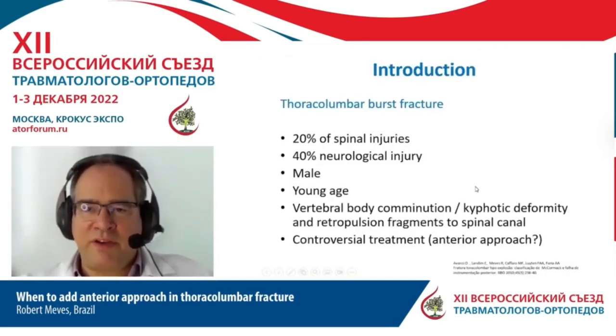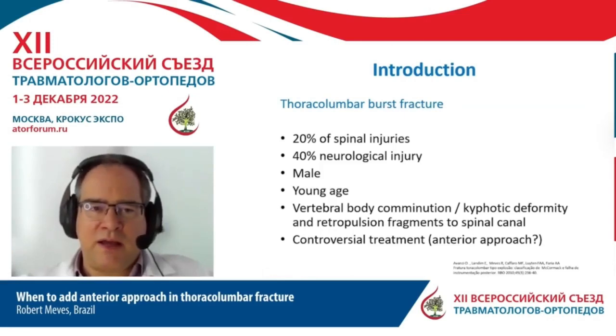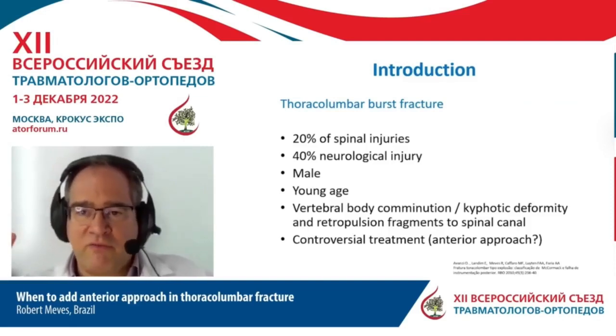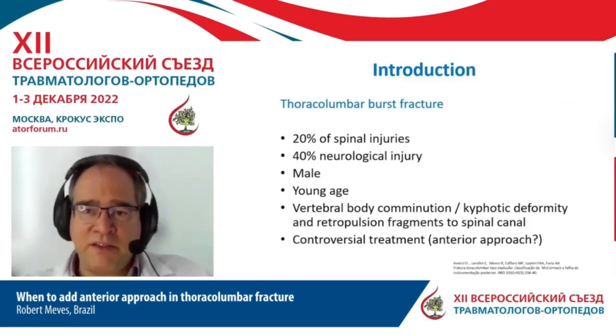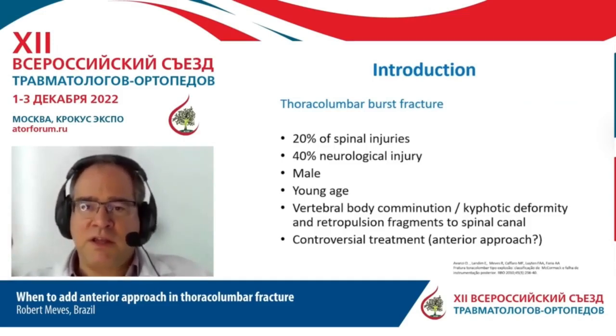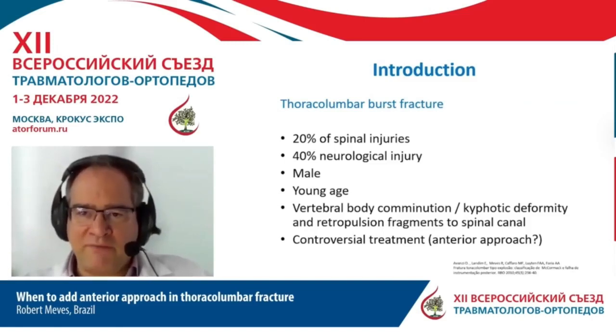What's the clinical relevance of this topic? First, thoracolumbar fractures with comminution are 20% of all spine injuries, with 40% having neurologic injury in young patients. The vertebral comminution can cause kyphotic deformities and neurologic deficits because of retropulsion of fragments into the spinal canal. There is controversial discussion about when we have to perform an anterior approach after posterior fixation in these fractures.